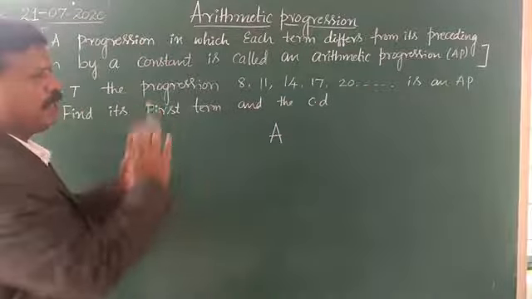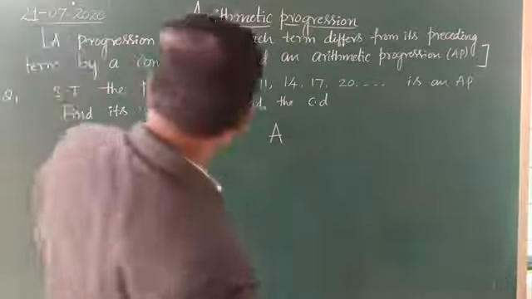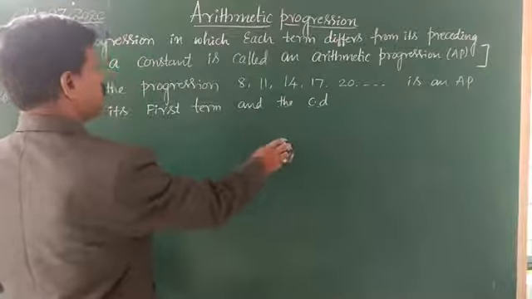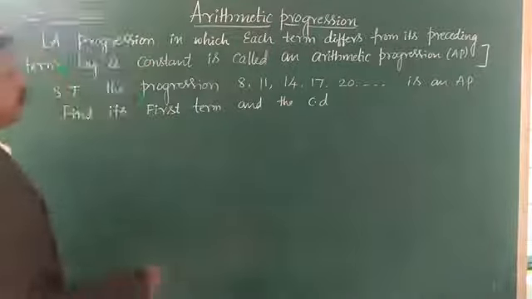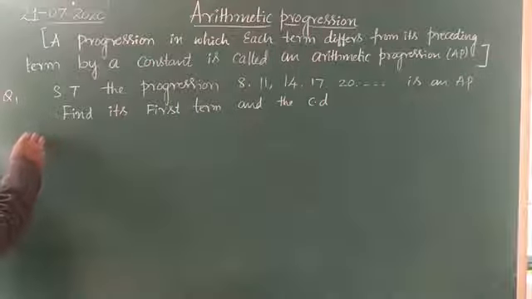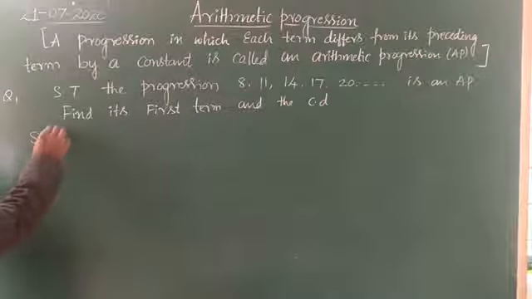Now we have to show that this is an AP and also write its first term and the common difference. So first term and the common difference. So how to do this? The simple one, solution.